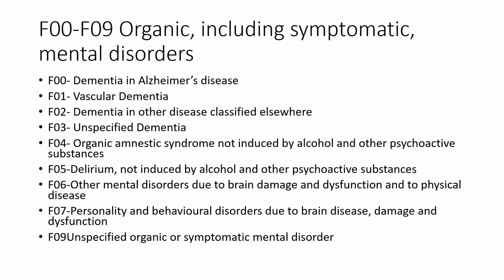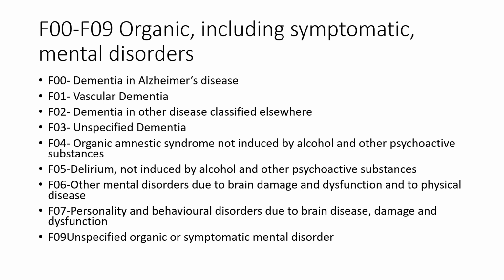Now, starting with F00 to F09, you have the organic, including the symptomatic mental disorders. So first is dementia and Alzheimer's disease. F00 is dementia in Alzheimer's. Then we have F01, which is vascular dementia. And then F02, which is dementia in other diseases classified elsewhere. And then you have F03, which is unspecified dementia. So that was our dementia block.